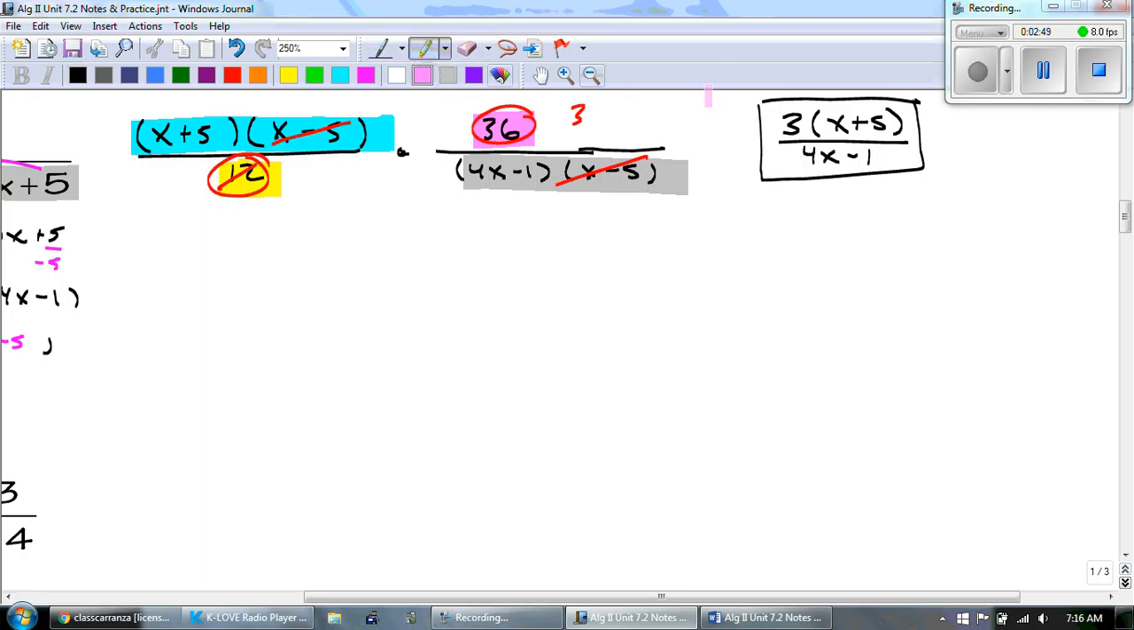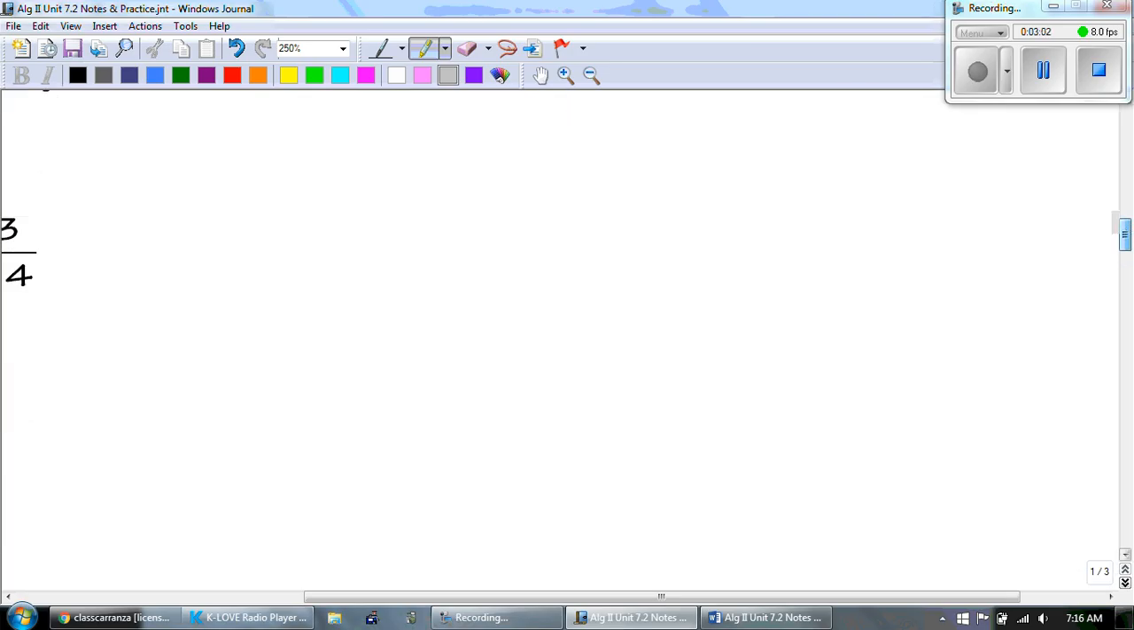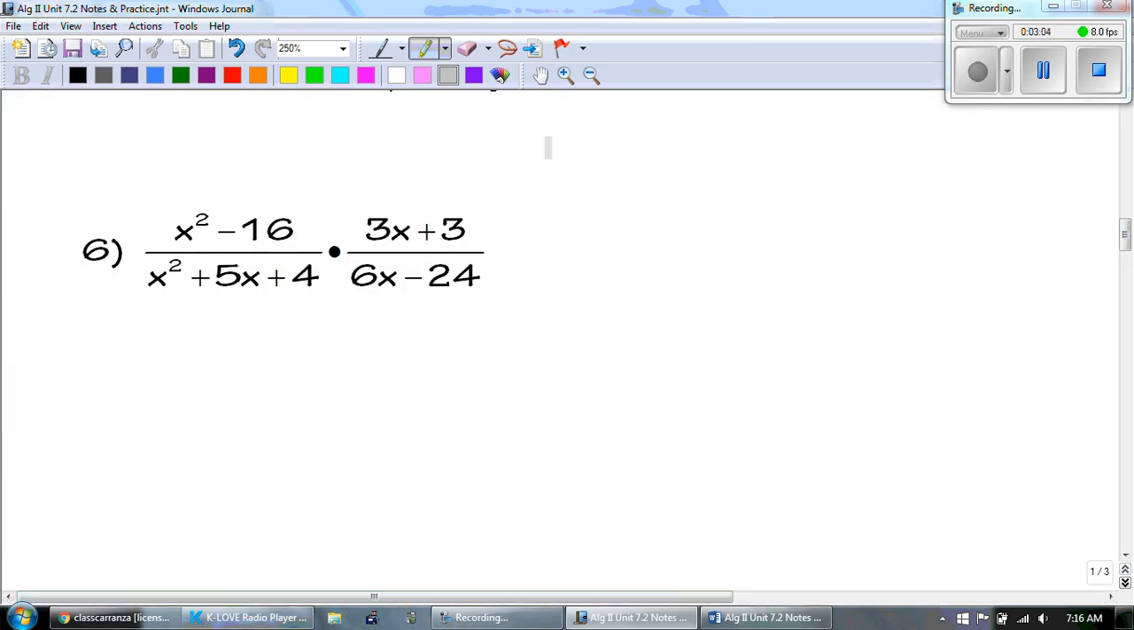Okay, Mr. Grice, how'd you get that? Well, there's the 36, there's the x plus 5, and there's the 4x minus 1. You can kind of see how everything is still color-coded. Okay? All right.